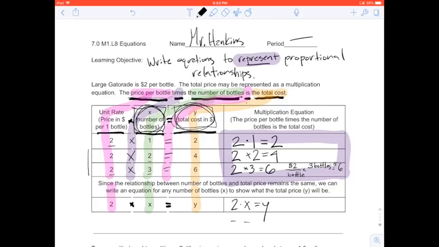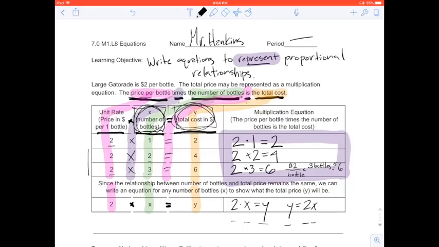2 times the number of bottles is equal to the total cost. We can also write that as Y is equal to 2X. Total cost is equal to the price per bottle times the number of bottles. And I think that makes sense to you when you're at the store. But writing that into an algebraic equation can be a little bit different than just knowing how much you're going to spend at the store.